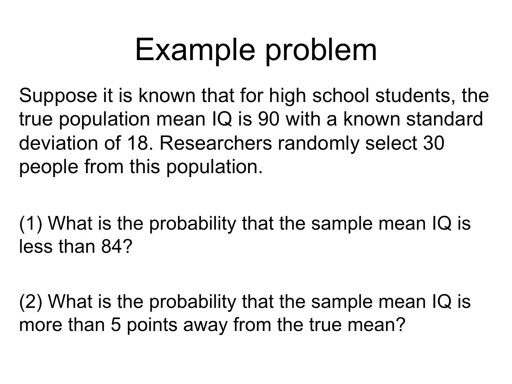Okay, so now let's turn to an example problem. Suppose it is known that for high school students, the true population mean IQ is 90 with a known standard deviation of 18. Researchers randomly select 30 people from this population. What is the probability that the sample mean IQ is less than 84? What is the probability that the sample mean IQ is more than 5 points away from the true mean?